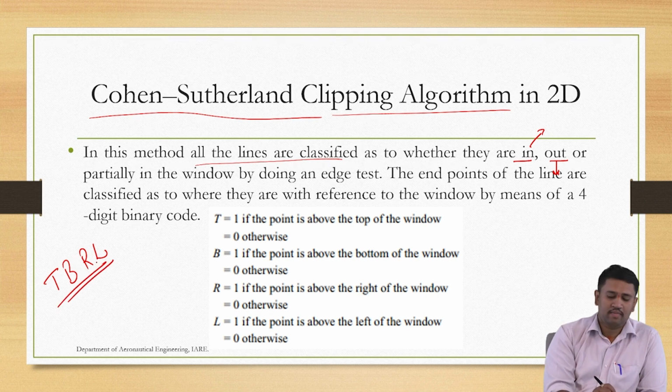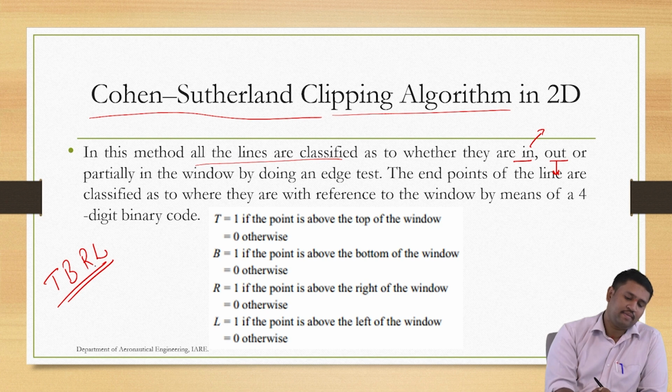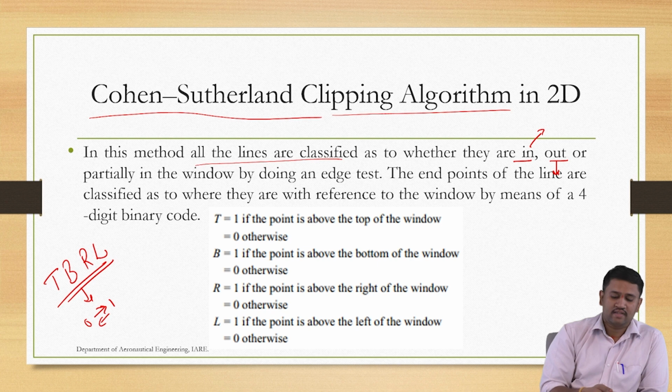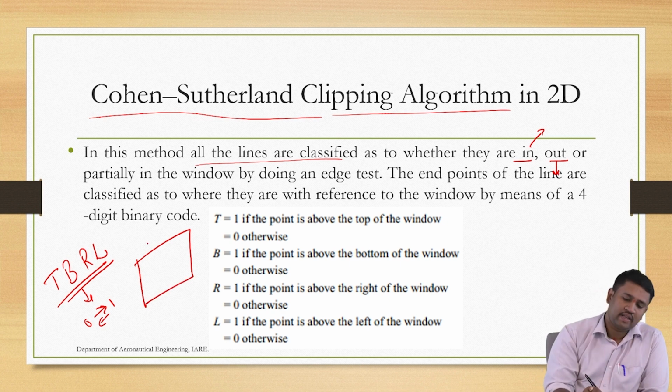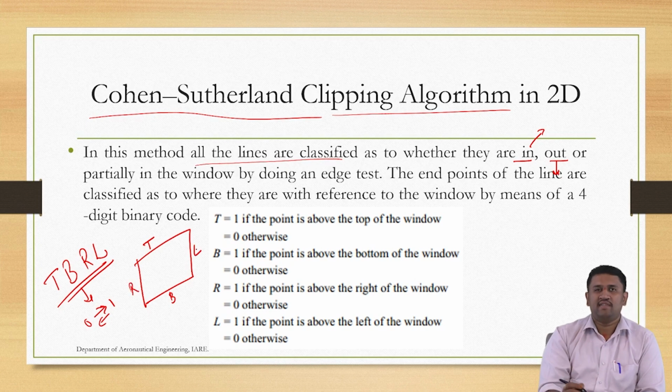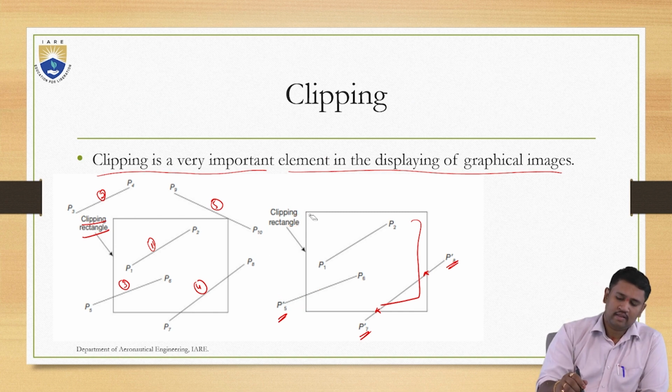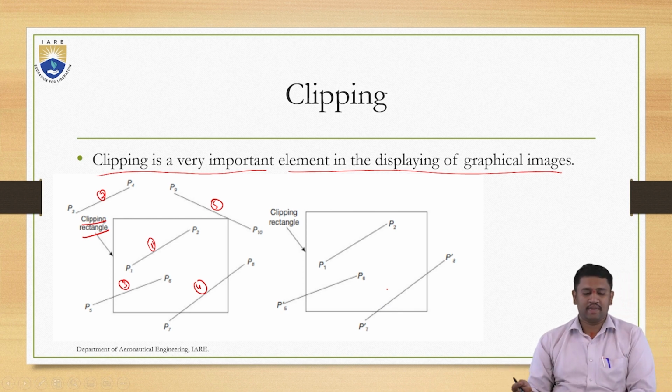A 4-digit code denoted by TBRL, where the value of each bit can go from 0 to 1 or 1 to 0, vice versa, right? Now, what happens in this? As we know, clipping basically takes place with the help of a rectangle, right? This is my top surface, this is my bottom surface, this is my right, this is my left. We'll take a better example from your previous slide, and apply the Sutherland algorithm for line clipping.